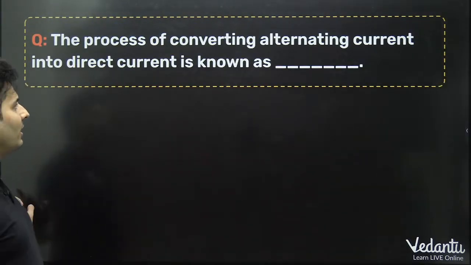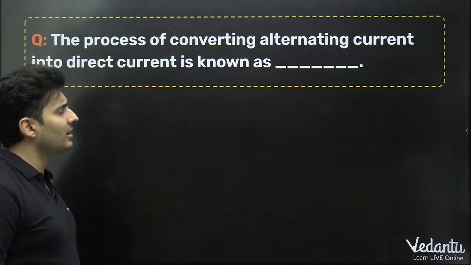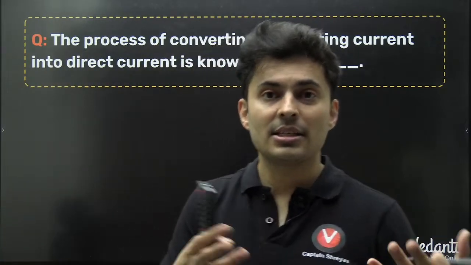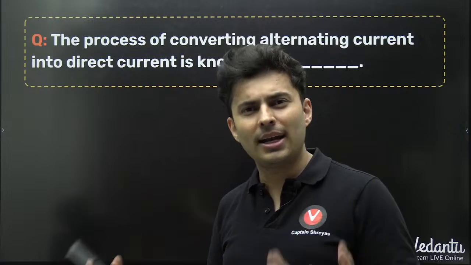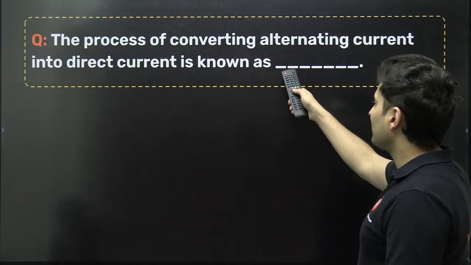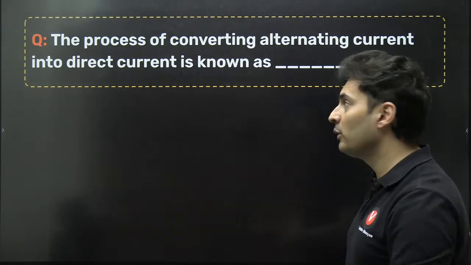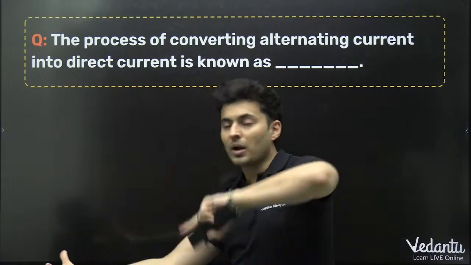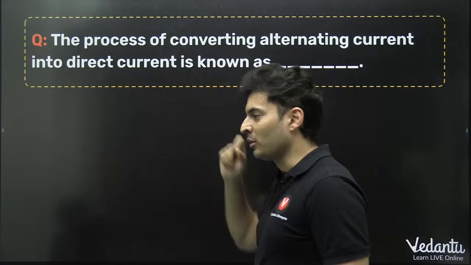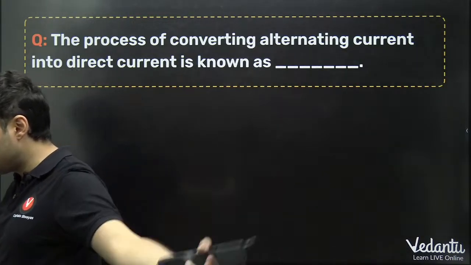Next one. The process of converting alternating current into direct current is known as AC to DC conversion. In semiconductors, that is called rectification. What is it called? Rectification. Yes. The inverse process, how many of you know? If you take DC and convert it into AC, what is it called? Put it up in the chat box. Let me see how many of you know this.